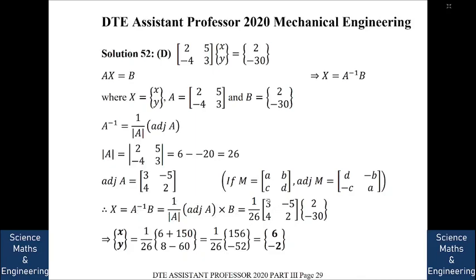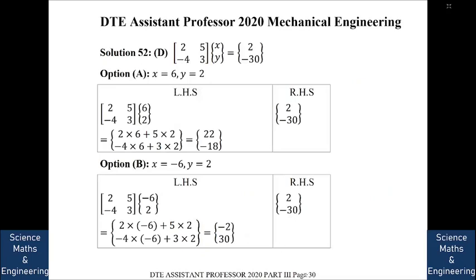So 1 by 26 into [3, -5; 4, 2] into [2; -30], so it becomes 1 by 26 into 3 into 2, 6, plus 5 into 30, so it is 150, so it's 6 plus 150. Then here 4 into 2 is 8 and plus 2 into minus 30, so it becomes 8 minus 60, so it becomes 1 by 26 into [156; -52], or [6; -2]. So our answer is x is equal to 6 and y is equal to minus 2.